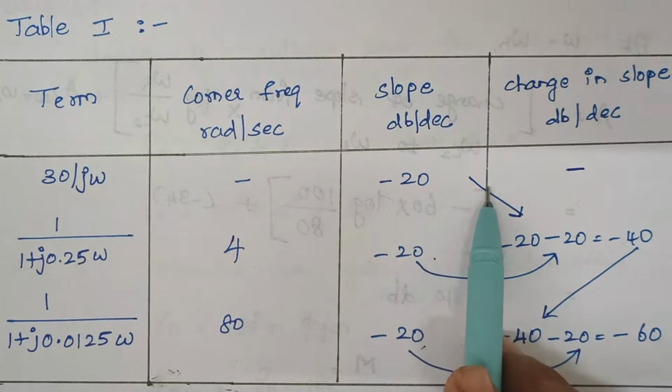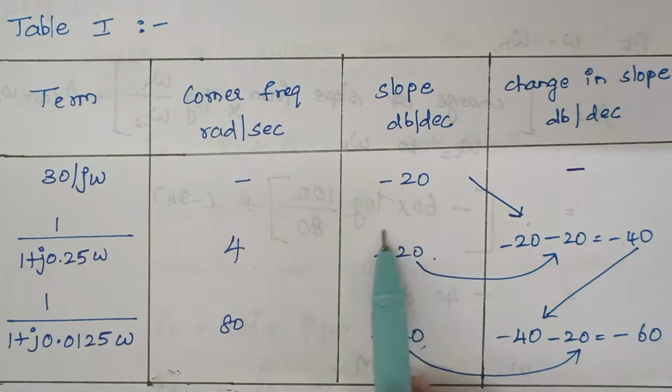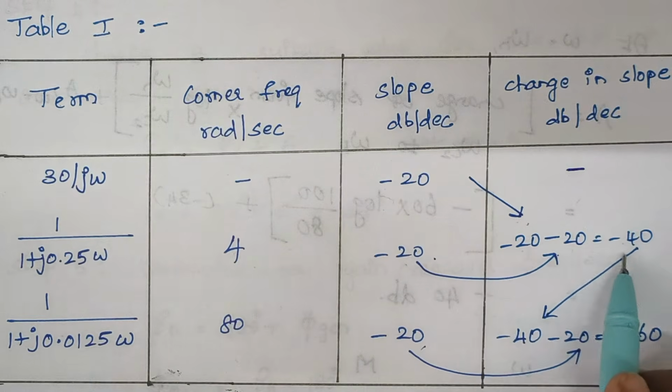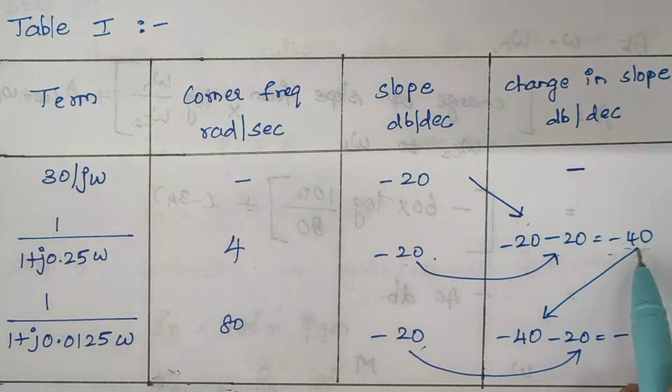So here this minus 20 is moved downwards and this minus 20 is shifted to the right side. So minus 20 gives you minus 40, right? And now again this minus 40 is shifted downwards, and again we are moving this minus 20 to the right hand side. So minus 40 minus 20 gives you minus 60.